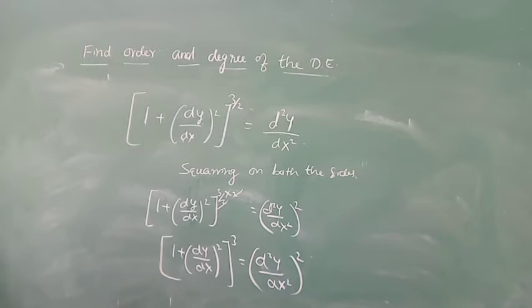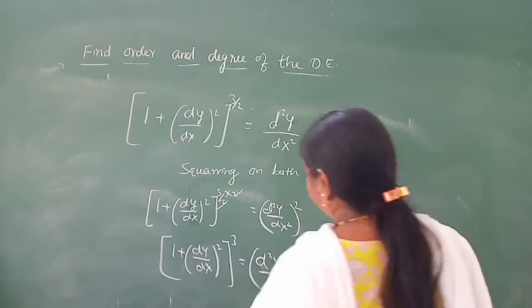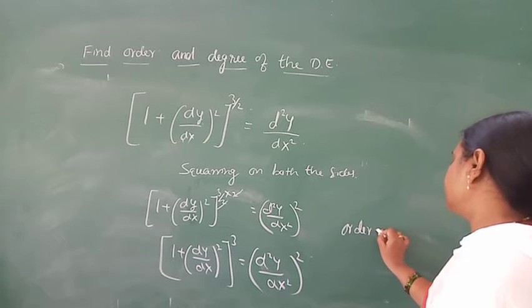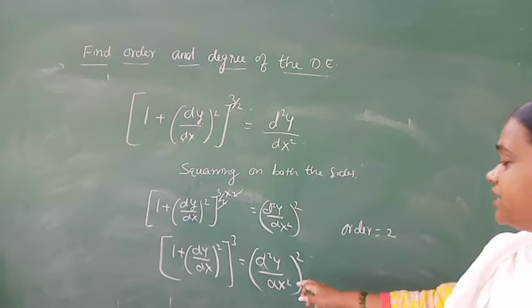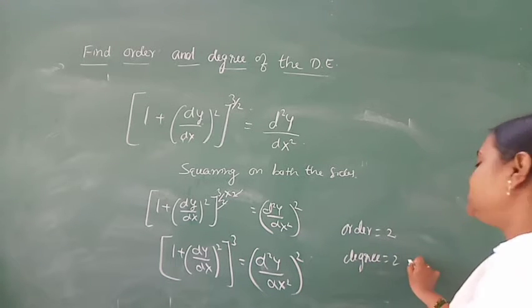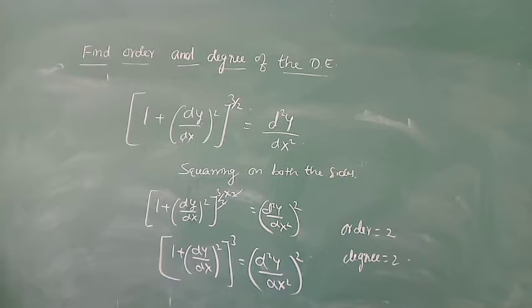Tell me which one is the highest order here? d2y by dx square is the highest order. Therefore, order is 2. Highest order power is 2. Therefore, degree is 2. Okay. If it is in the form of fractions, first remove that fraction. Later onwards, calculate the order and degree of differential equations. These are the examples based on order and degree of the differential equations.